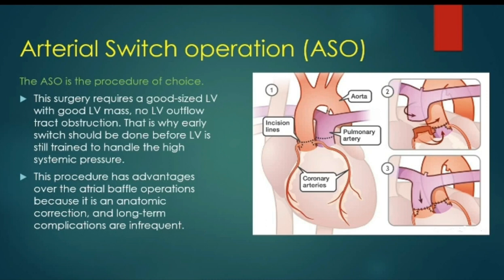The procedure entails mobilization and transplanting the coronary arteries to the pulmonary artery, which will be the future aorta, and then the proximal great arteries are connected to the distal end of the other great artery, resulting in anatomic correction. This procedure has the advantage over the atrial baffle operation because it's an anatomic correction with less frequent long-term complications.